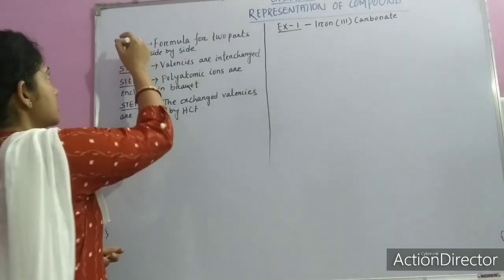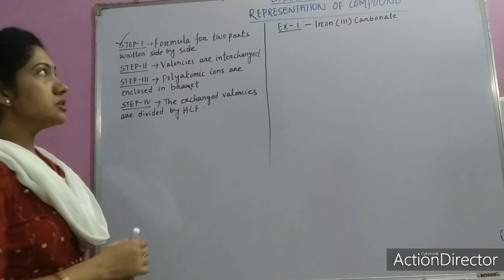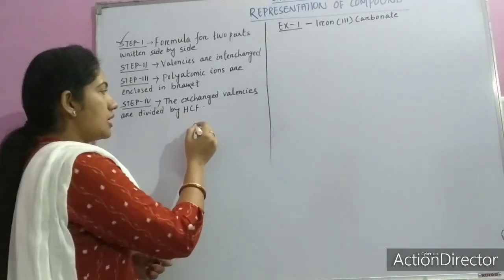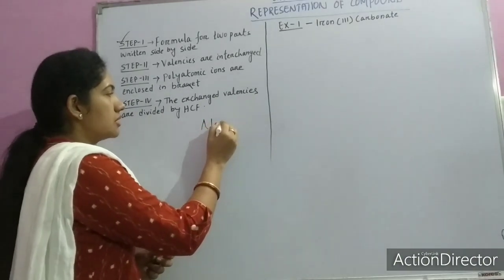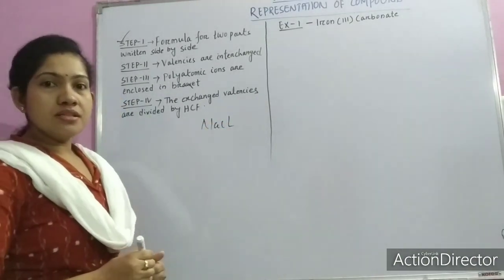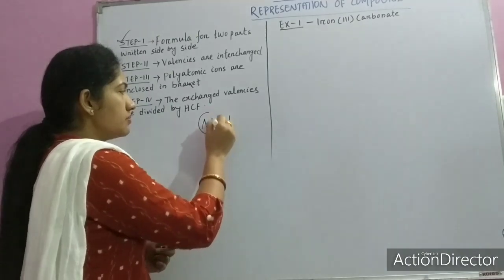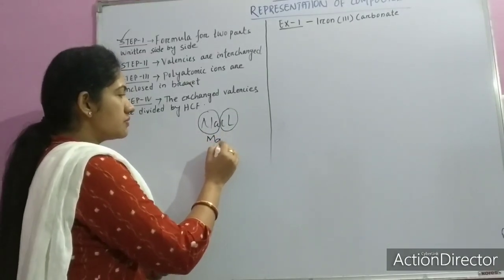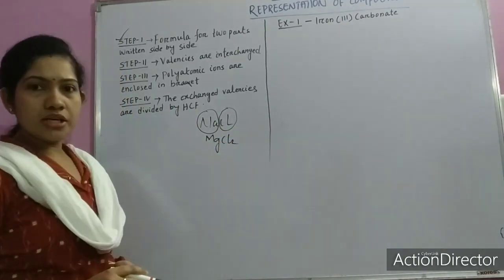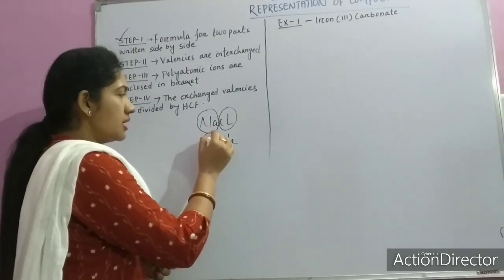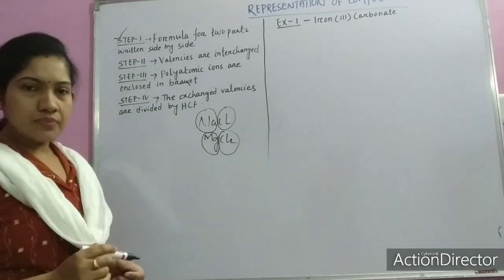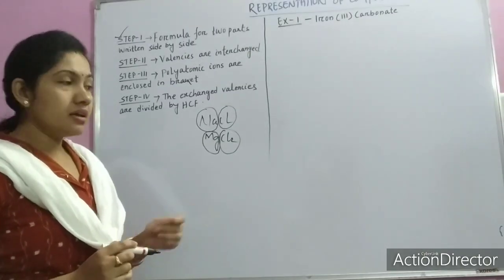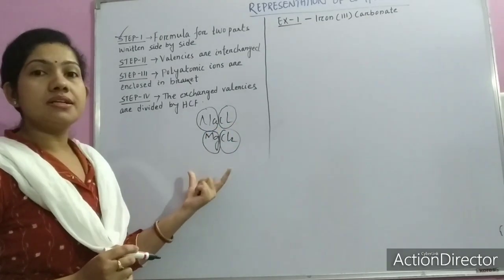The first step: formula for the 2 parts written side by side. 2 parts means, suppose I am talking about sodium chloride. Sodium chloride contains 2 parts, one is sodium and another is chlorine. Magnesium chloride also contains 2 parts, one is magnesium and another is chlorine. So the first thing we have to do is that the 2 parts can be written side by side.